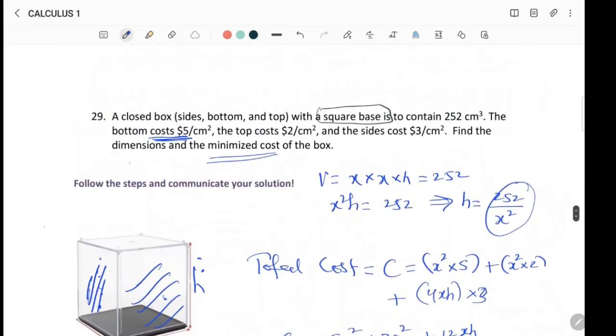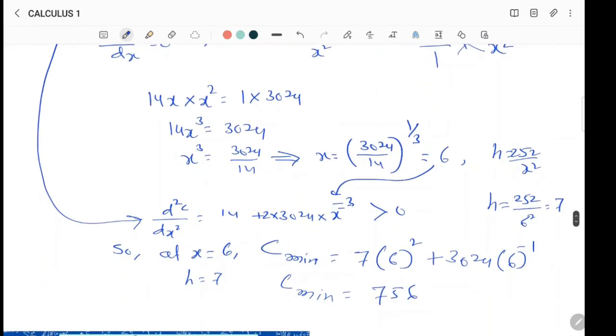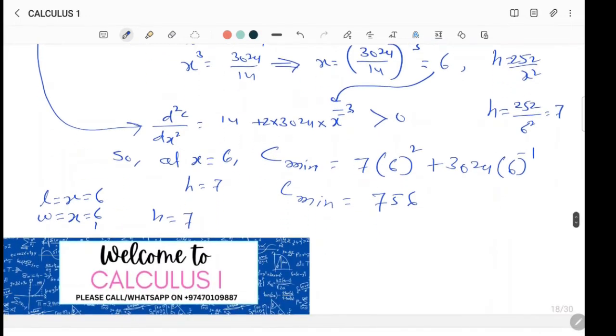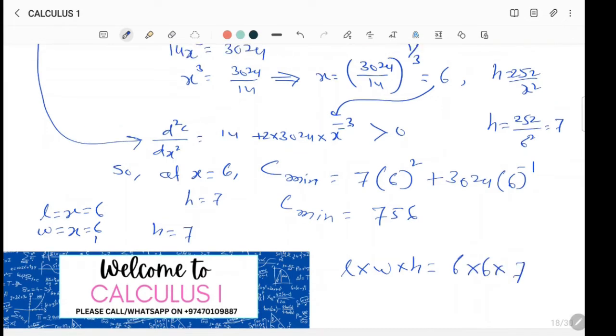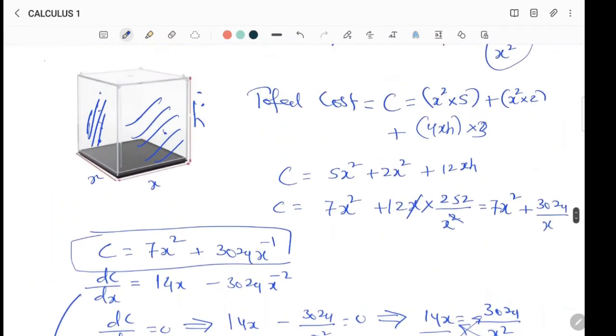It's the overall price. Find the dimensions. So dimensions means we need to find length, width and height. So length was x, width was x, and height is 7, and length is 6 and width is 6. So dimensions, length, width, height, will be 6, 6, 7. Okay, and we found the dimensions and minimized cost of the box, right?